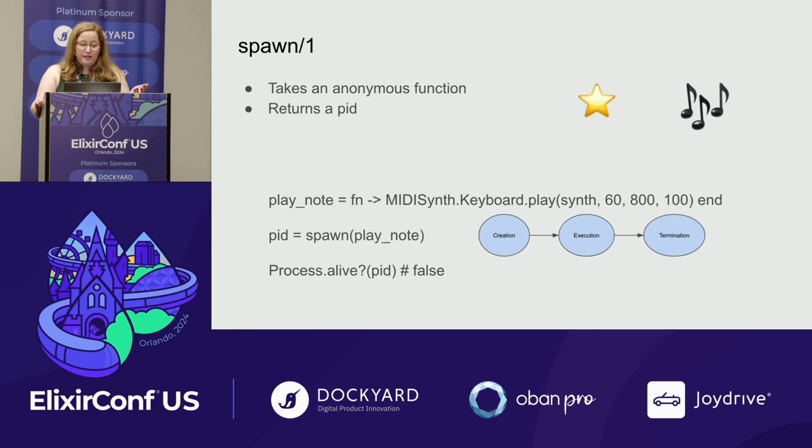And at the end, we can call Process.alive? on that PID, and we'll see that it's false because it's already terminated. So we create the process, we execute the code that's in the anonymous function, and then it terminates after it's complete. So the whole process life cycle. And that's what it sounds like. Pretty cool.